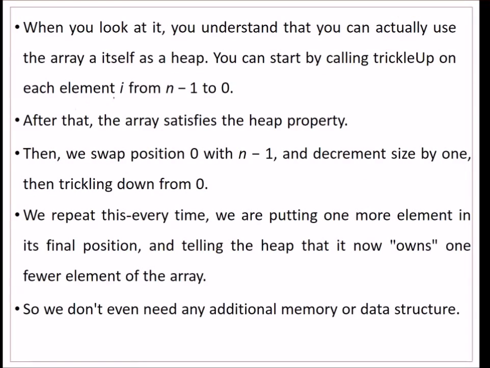So when you look at it, you understand that you can actually use the array itself as a heap. You can start by calling trickle up on each element from n-1 to 0, and the array satisfies the heap property, and we swap position 0 with n-1 and decrement the size by 1, then trickle down from 0. And we repeat this every time. We are putting one more element in its final position, telling the heap that it now owns one fewer element of the array. So we don't even need any additional memory for the data structure. So this is quite good.